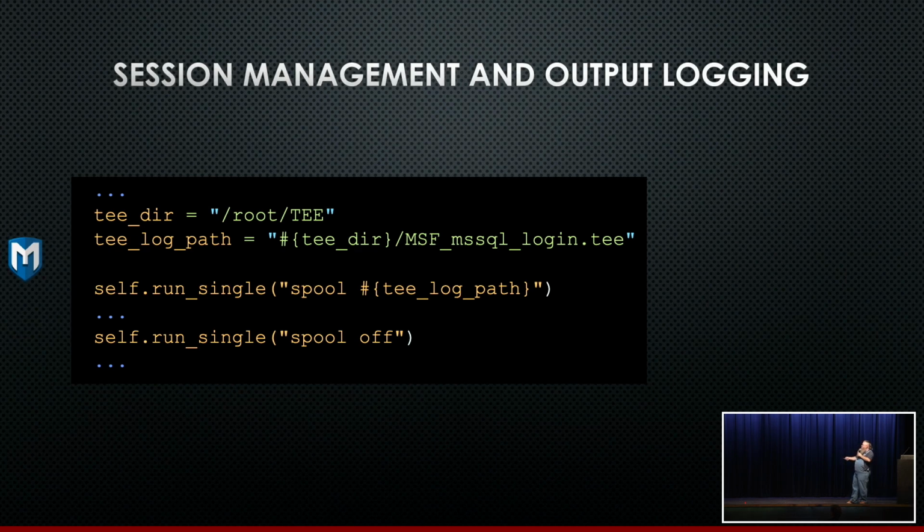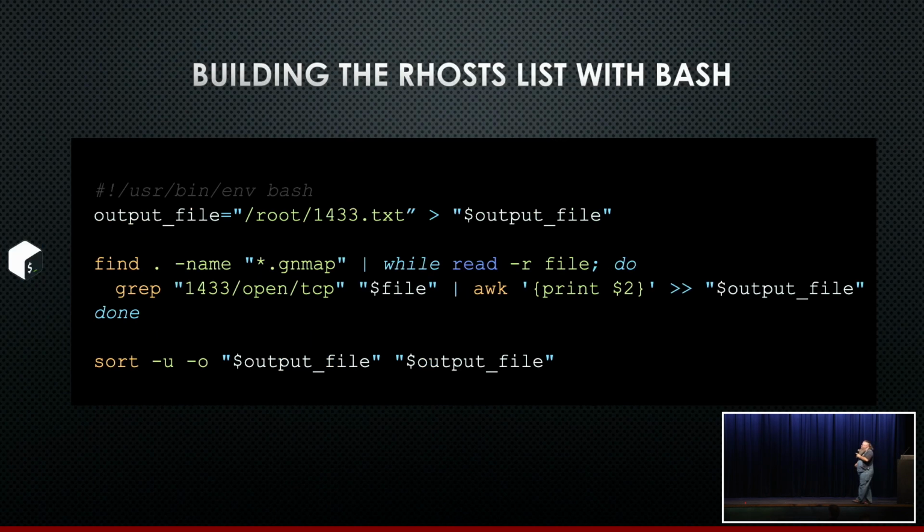What is the full path to it? What do we want to call it? In this case, MSF, MSSQL login.t. And when you run it, you can also do self.run single. Spool is sort of like the tee command, but for Metasploit. It says, take whatever output you're going to do; you can still output it to the screen, but also output it to whatever file I say, and we're outputting it to that file name. Once it's completely done, we'll turn spool off. It's just extra logging.